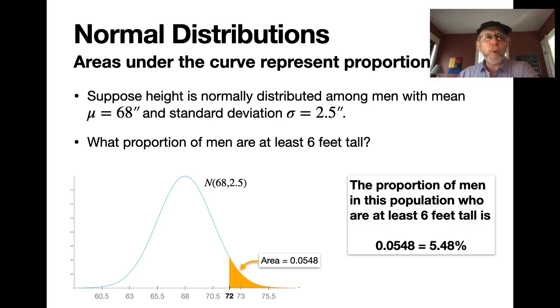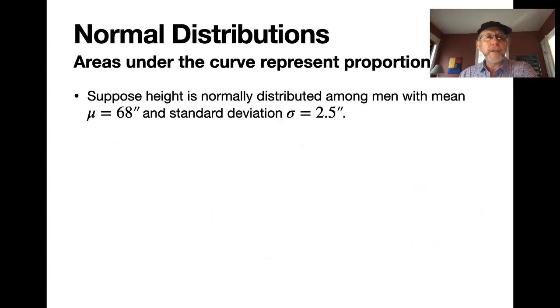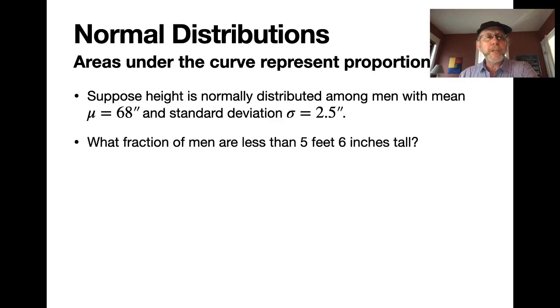So when I say proportion, I'll be referring to that area. It'll always be a number between 0 and 1. Oftentimes when we communicate that or report it, we'll convert it into a percentage by just multiplying by 100. Let's take another look at the same scenario. So suppose instead we were interested in the fraction of men who are less than 5 feet 6 inches tall.